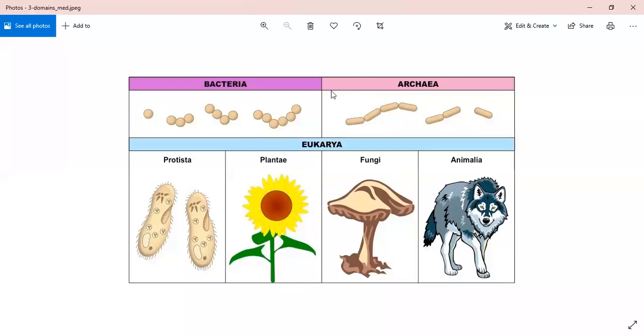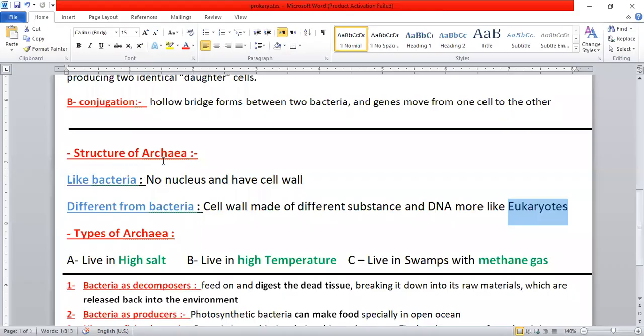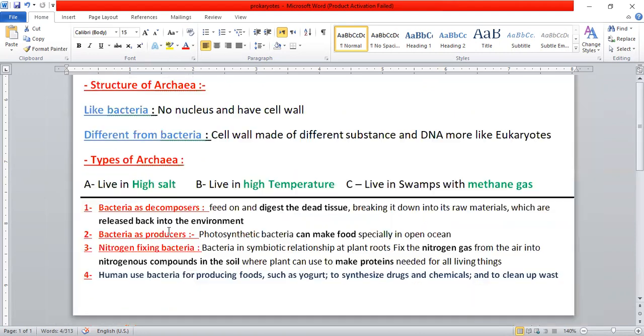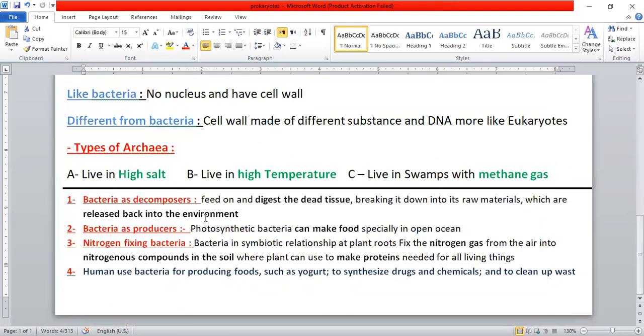So if I asked you, how is archaea similar to bacteria? It's a prokaryote without a nucleus, and it has a cell wall like bacteria. But what are some differences between archaea and bacteria? Archaea have a cell wall made up of different substances from bacteria, and also the DNA of archaea is similar to the DNA of eukaryotes. Now the types of archaea, remember, we are almost done, okay?